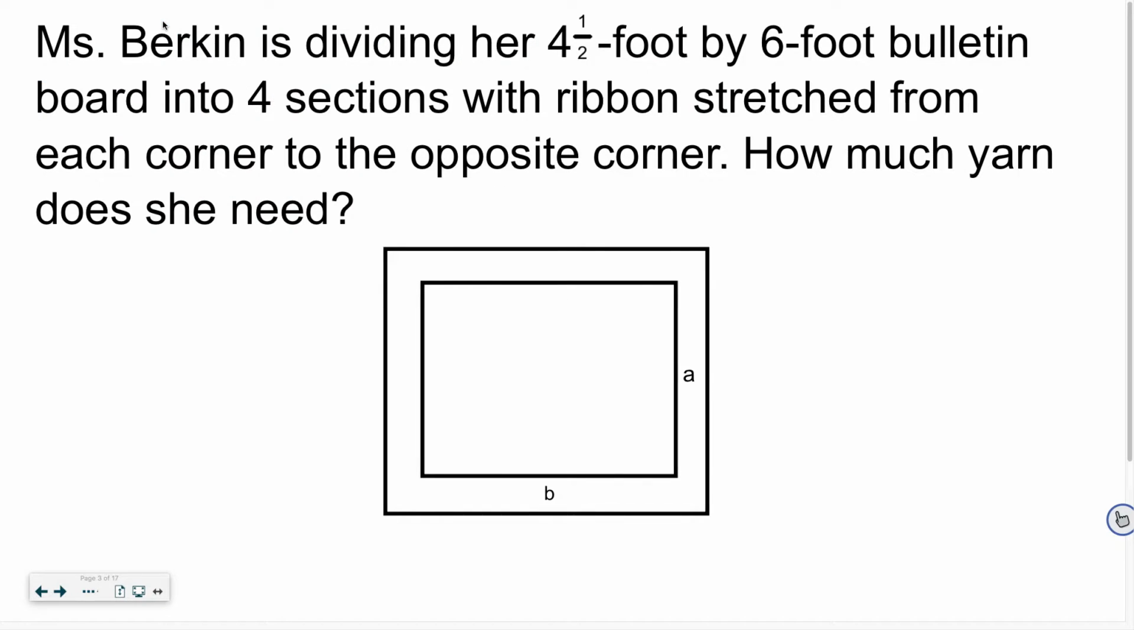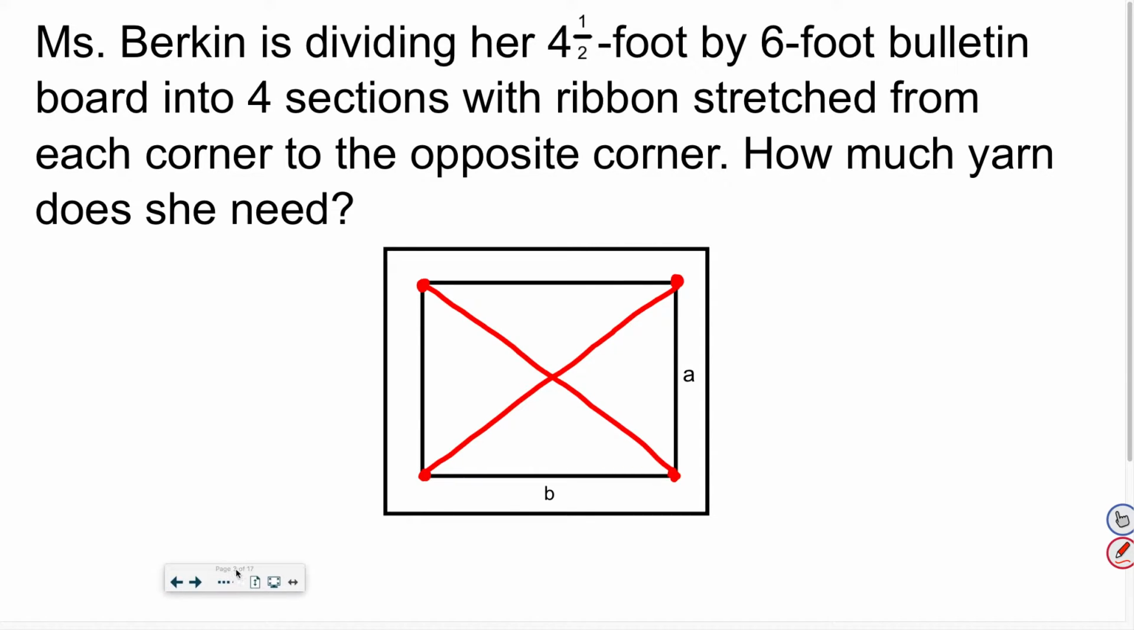So here we have a bulletin board. We have a teacher, Ms. Burke, and she's dividing her bulletin board into sections with ribbon. She's going to stretch the ribbon across from corner to corner. She's going to stretch the ribbon this way, and then she's going to stretch from here this way. So this is what it's going to look like, and we're going to figure out how much ribbon she needs.